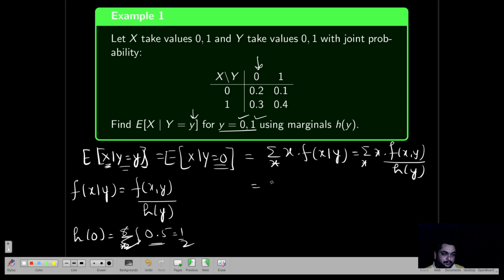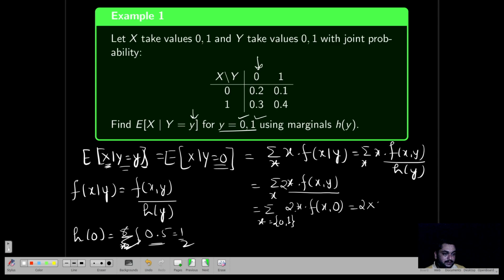Now substitute here. Summation of x into f of x comma y divided by, so 1 by 2, I will write it as 2x. Okay, I will take it to the numerator. Now x is equal to what here? There are two values, 0, 1 in this. So 2 into x, this already x is fixed, x comma y is fixed, 0. So go on substituting for this.